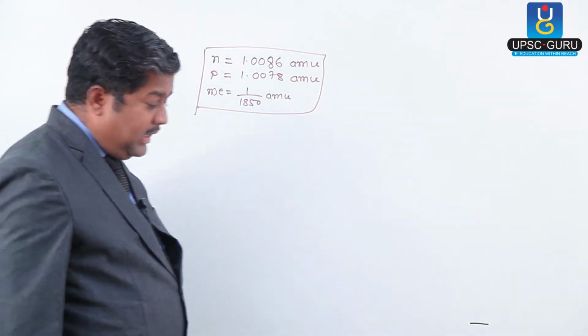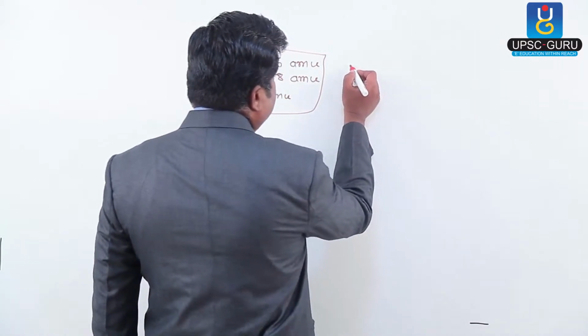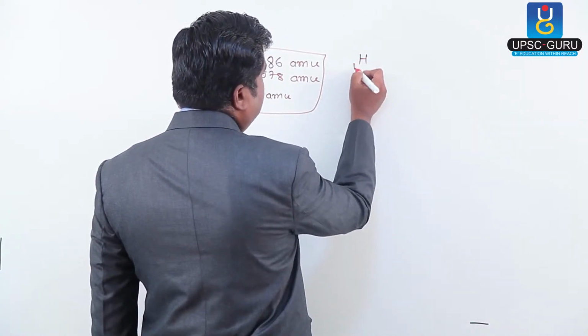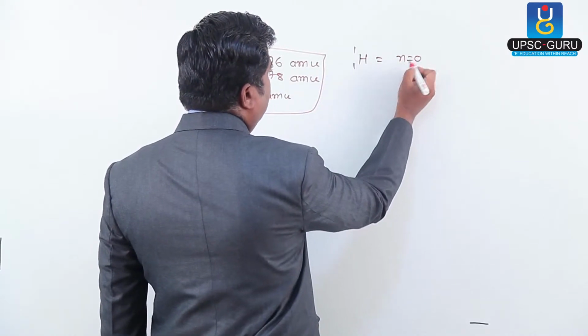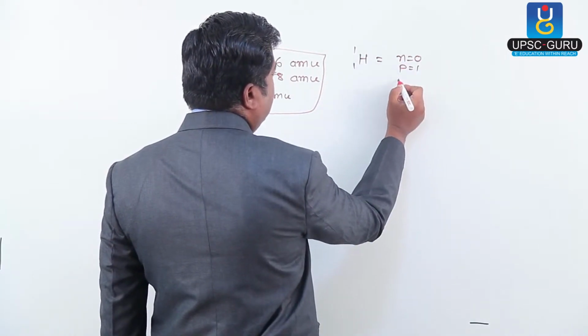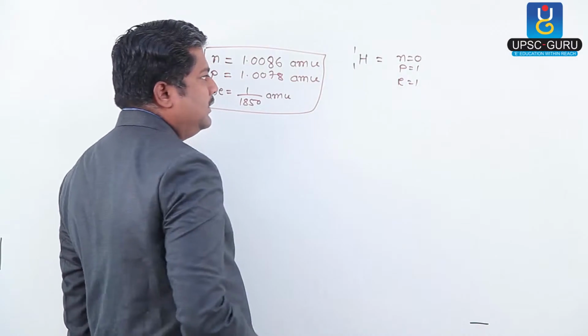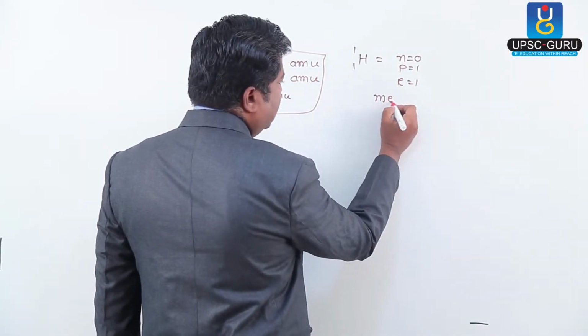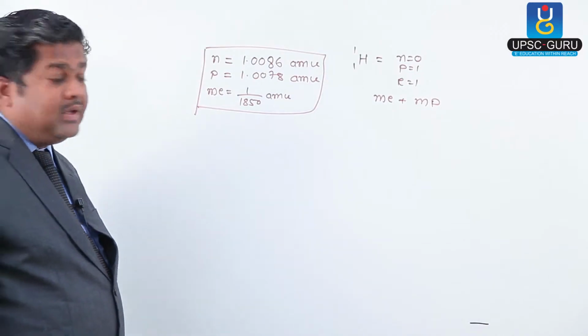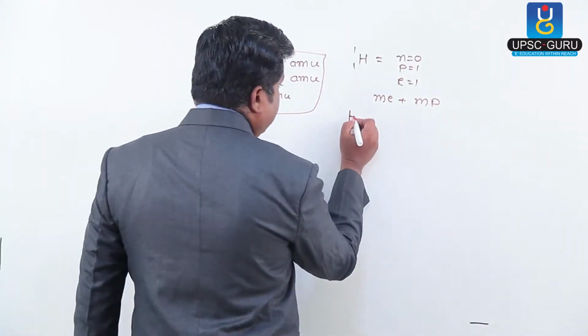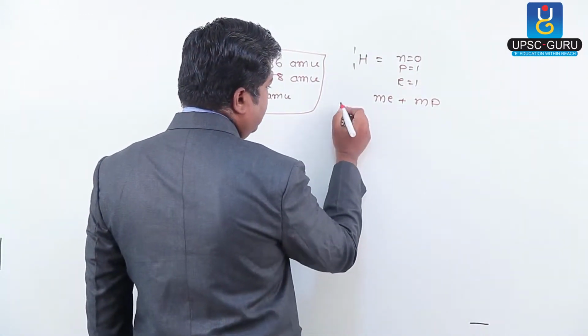Answer is yes. Number one, I can go this way. Hydrogen, H 1 1. So neutron number 0, proton 1 and electron 1. So simply I have to add the mass of electron plus mass of proton. Getting the idea? But suppose I have to calculate the mass of helium, which is 2, 4.